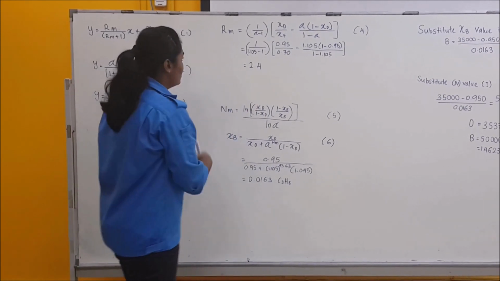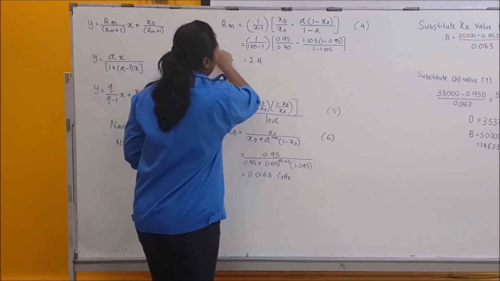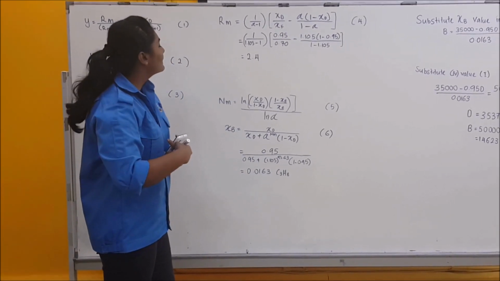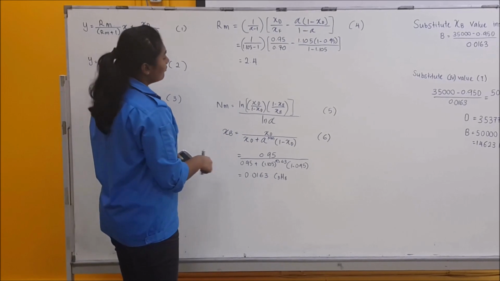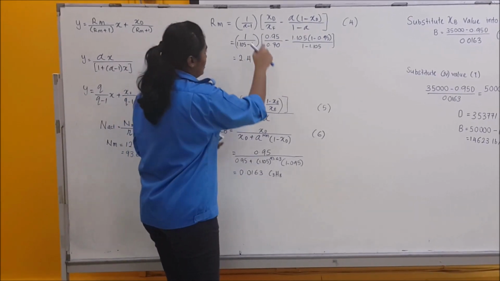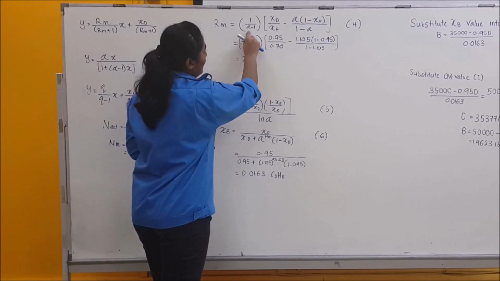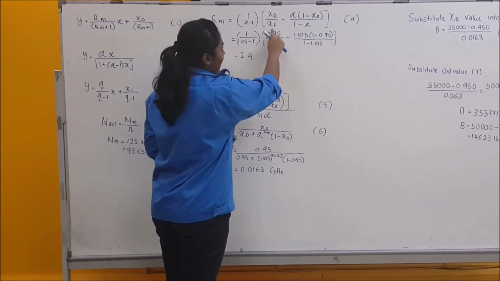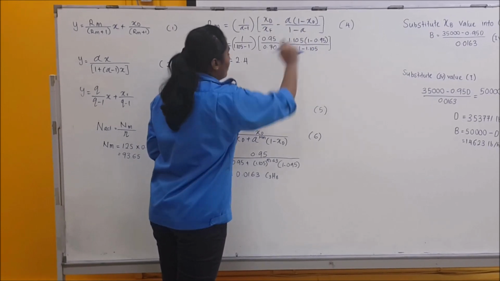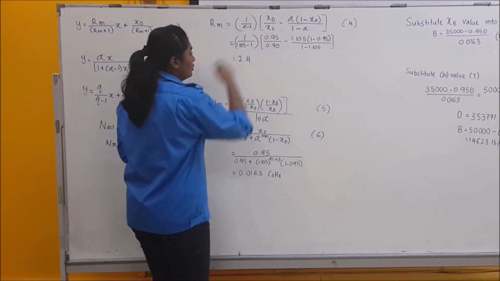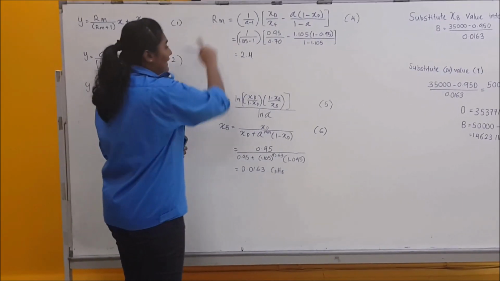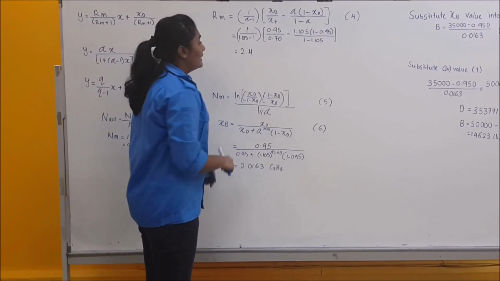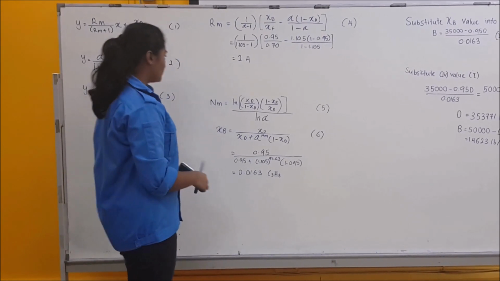We can rearrange the combined equation to find the value of the minimum reflux ratio. For this equation, the relative volatility is already given, and the XD and XF are also given, so we can substitute all the values to calculate the minimum reflux ratio, and we will get the answer 2.4.